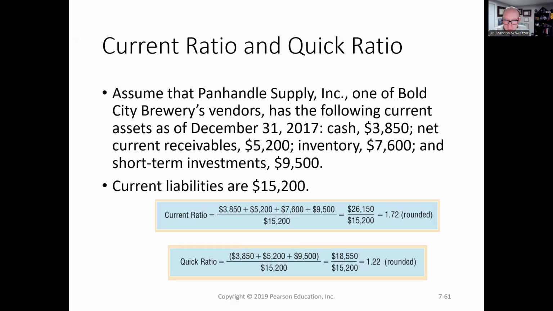For the quick ratio, in this case, it's 1.22, also good. Anything above 1 is considered good. If it's at 1 or below 1, the company's in trouble.